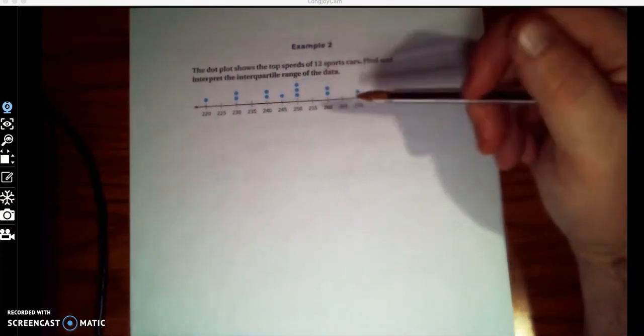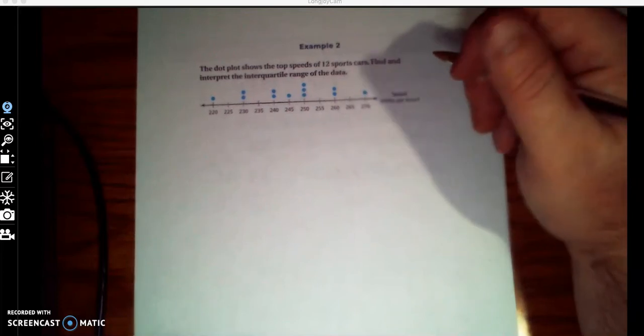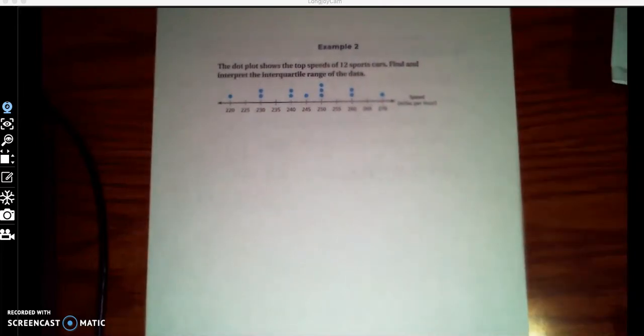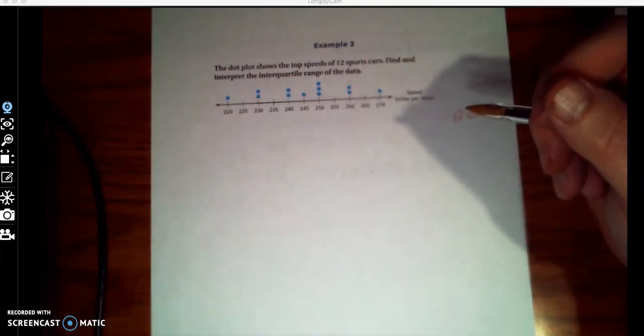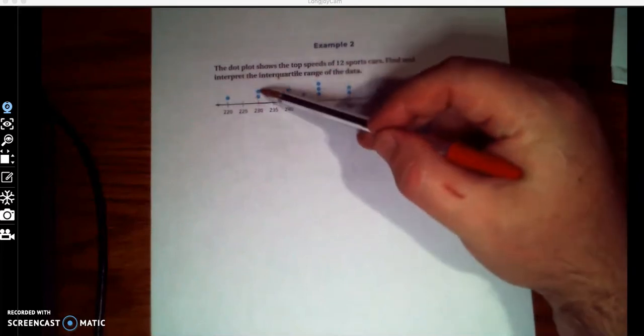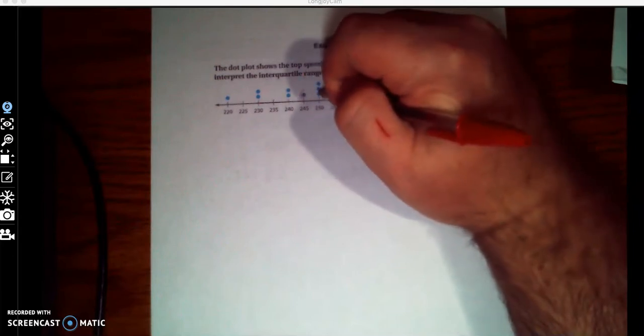Okay, our next example. Let's see if I can get this zoomed in a little bit better. Ooh, there you go. The next example, the dot plot shows the top speeds of 12 sports cars. Find and interpret the interquartile range of this data. So I know it's a little small, but how many sports cars are we talking about? We have 12 cars. I'm just going to write that down as a reminder. Now, the first thing we have to do is find the median. If there's 12 cars, that tells me there's an even number. That means we have to find the 6th and the 7th and then add them together. Well, let's count. 1, 2, 3, 4, 5, 6. So this is our 6th and this is our 7th.